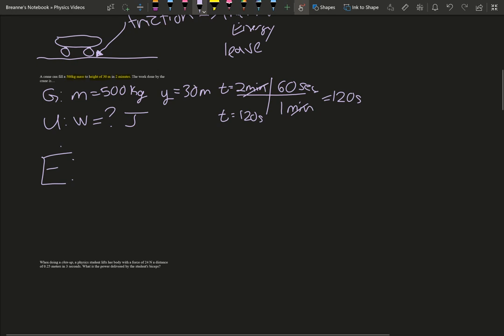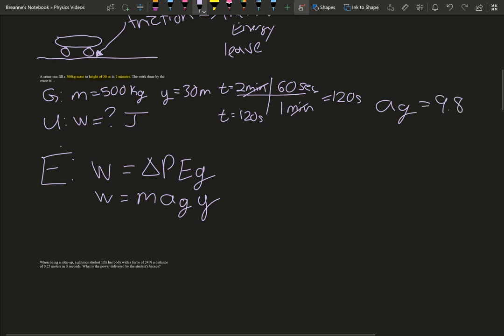Or do we need time? It might be extra information. So hopefully you realize that work equals our change in potential energy. So we can do work equals, plugging in what potential energy is, mass times acceleration due to gravity times height. So we need to add another given: a_g equals 9.8 meters per second squared.